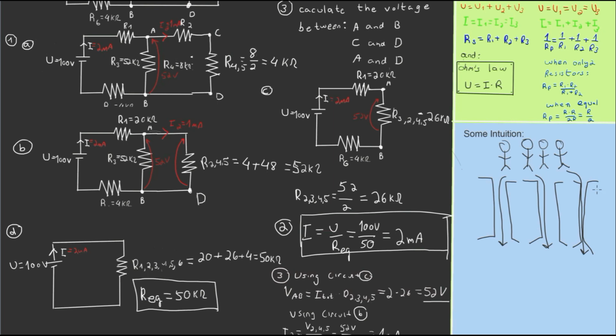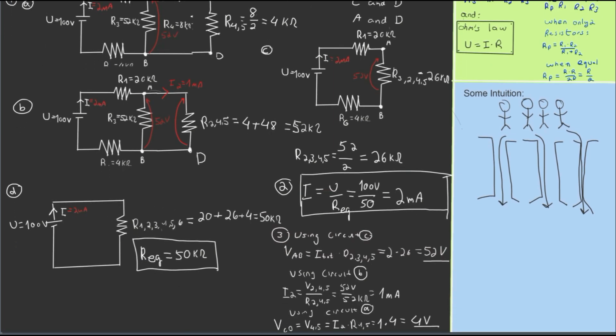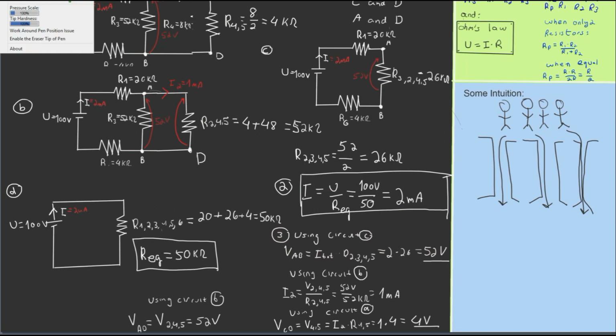So let me write down this last result that we have. We saw, using circuit B, that VAD equals V245, and it's obvious that it equals 52 volts. That's it. Well, let's have an overview of everything that we did.